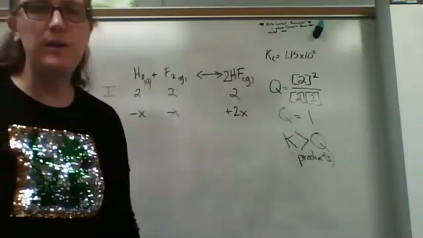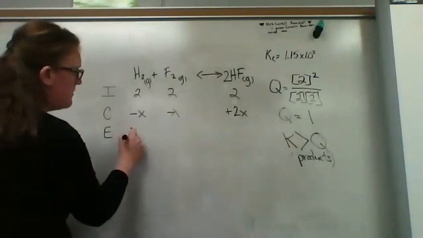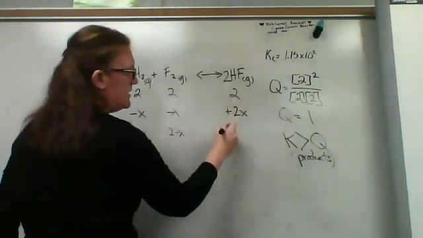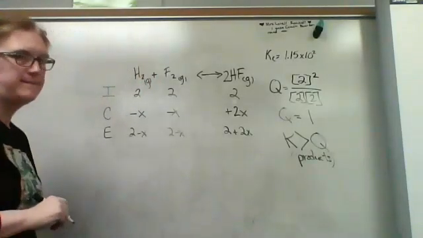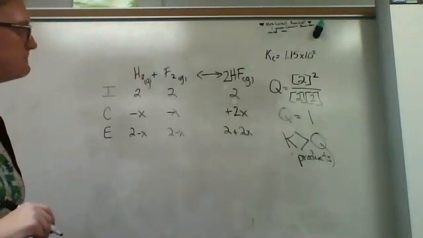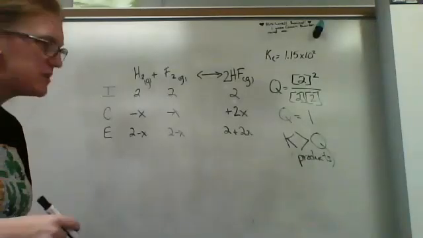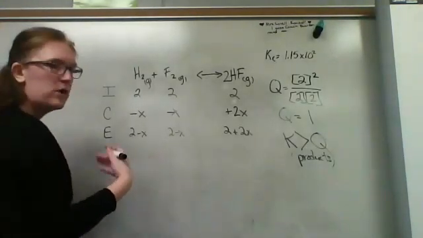And then for our equilibrium, we're just going to write out what it looks like. So it's going to be 2 minus X, 2 minus X, and then 2 plus 2X. Okay? So here we go. Now we're going to write out our formula, our expression.